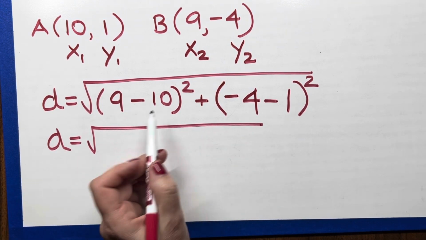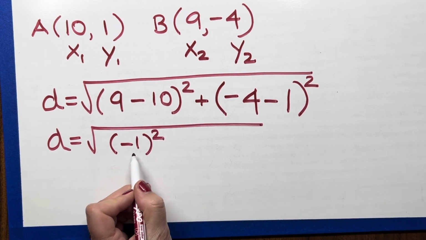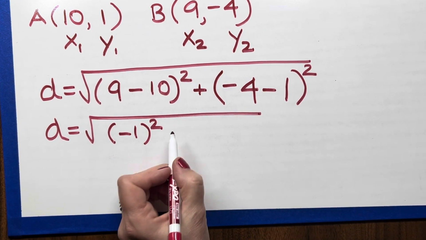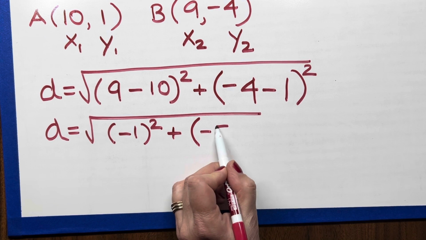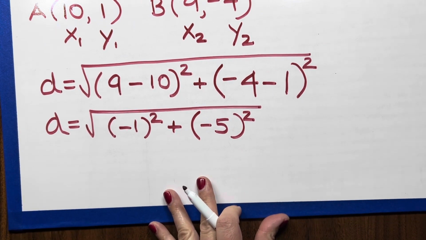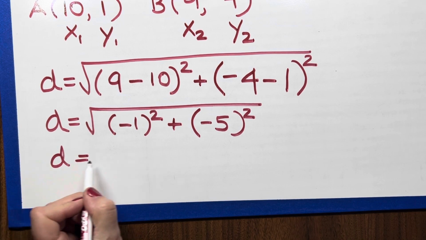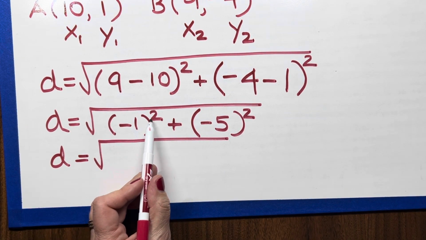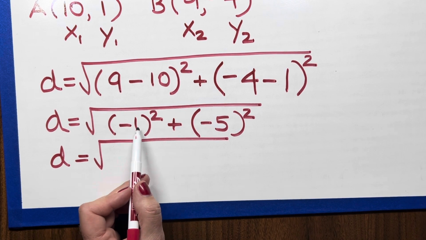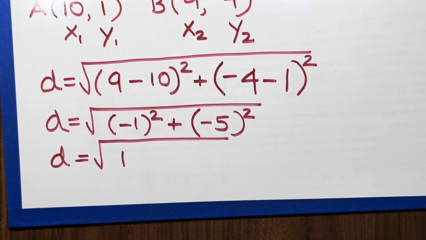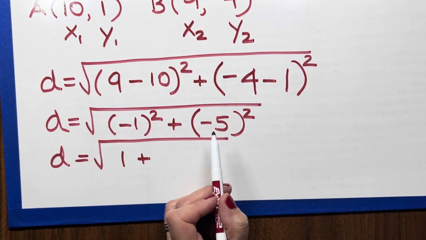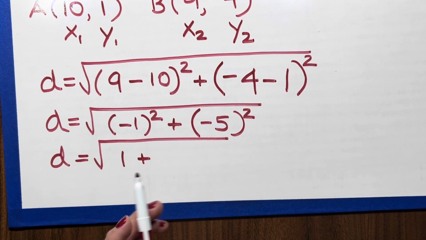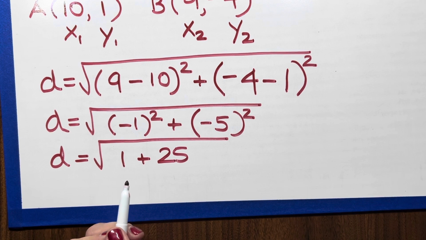So 9 minus 10 gives me a negative 1. I'm going to leave that in parentheses because when I square it, something's going to happen. Then I'm going to subtract negative 4 minus 1, that's negative 5, also leaving that in parentheses. So now I get almost to the end. Negative 1 squared means take negative 1 and multiply it by another negative 1. So that answer turns out to be a positive 1. Negative 5 squared means take negative 5 and multiply it by another negative 5, which gives me a positive 25. So you can see now all of the negatives have gone for this problem.